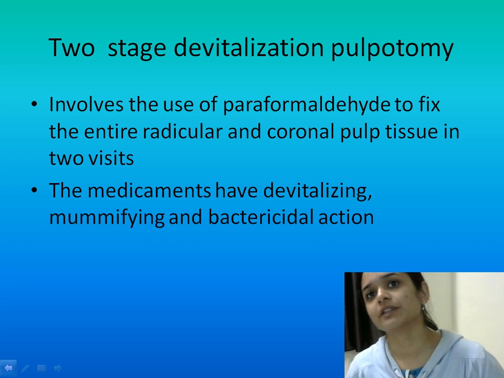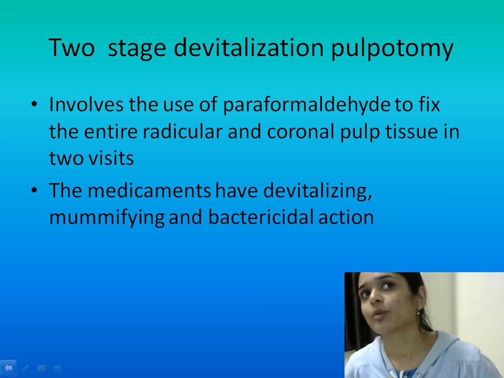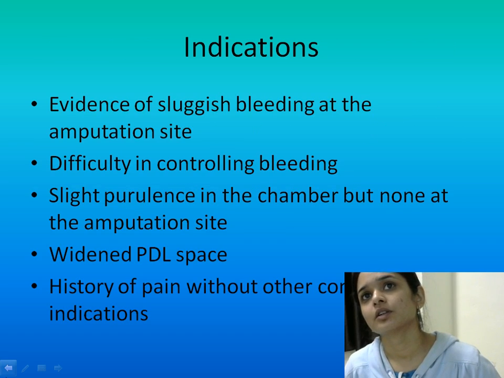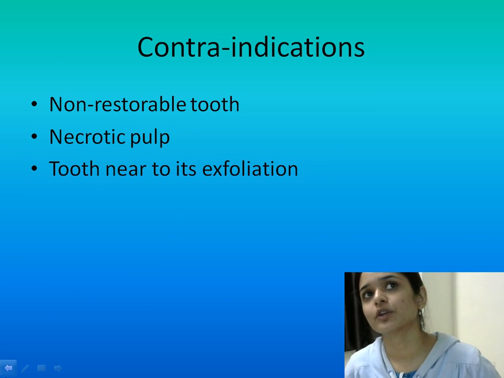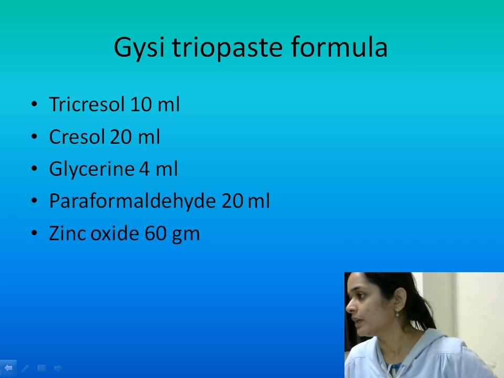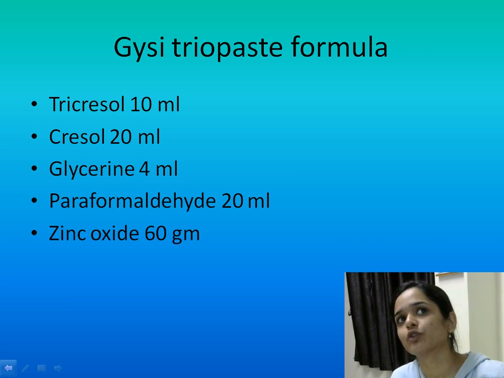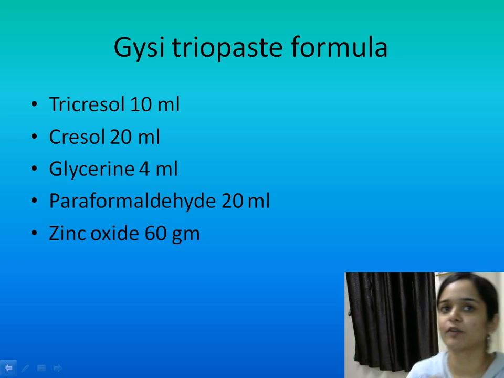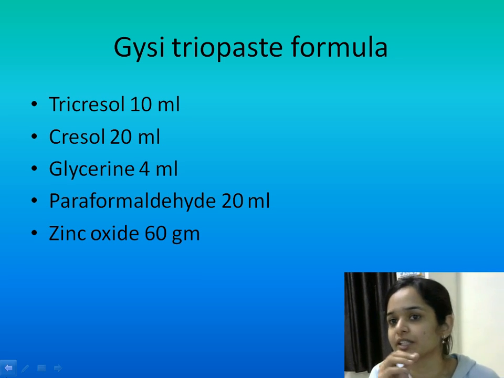Now, the 2-stage devitalizer, I will just tell you the materials now. Paraformaldehyde is used to fix the entire pulp, and the procedure is done in 2 stages. In the first stage, the materials used are the Gysi Triopaste formula. The formula is tricresol 10 ml, cresol 20 ml, glycerin 4 ml, paraformaldehyde 20 ml, zinc oxide 60 grams.